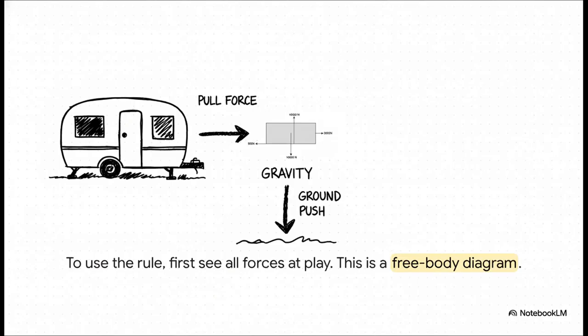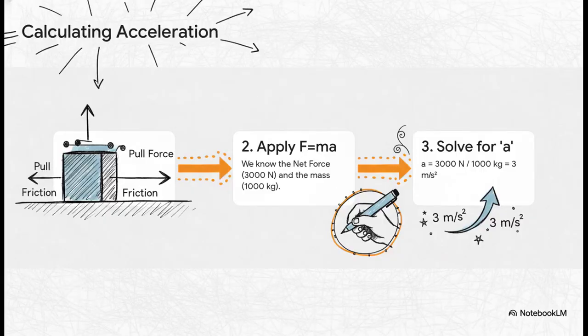The first, and honestly the most important step, is to figure out every single force that's acting on whatever you're looking at. To do that, we draw something called a free body diagram. So for this caravan here, we've got the engine pulling it forward, we have friction from the road and air trying to hold it back, we've got gravity pulling it straight down, and the ground itself pushing right back up. You gotta see all the players on the field. And this is where the magic happens.